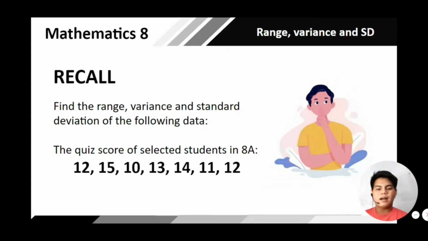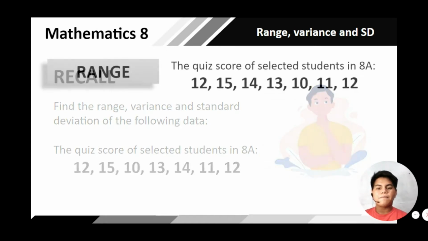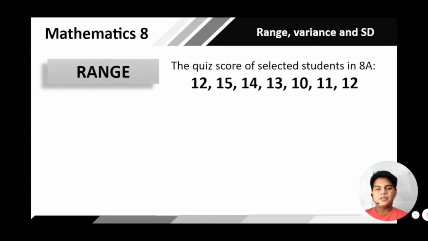Find the range, variance, and standard deviation of the following data. We have the quiz scores of selected students in grade 8A. We have 12, 15, 10, 13, 14, 11, and 12. Let's have first the range.